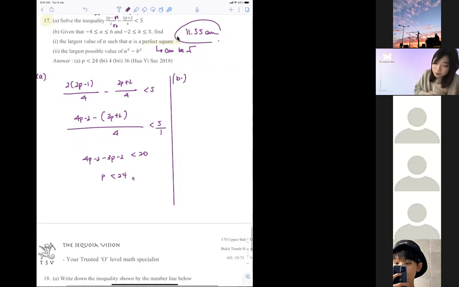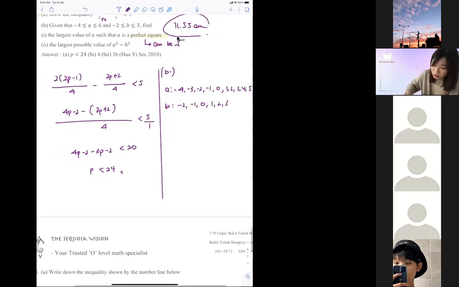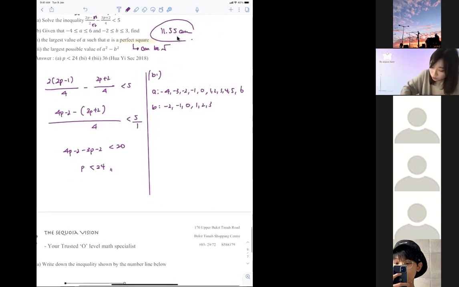All right. For questions like part B, sometimes if it's very hard to see, always write down the possible values of A and B first. So A can be anything from -4 to 6. And B can be anything from -2 to 3. Okay, you write down first. So for part 1, you want A to be a perfect square. That means it can be square rooted. You can't square root a negative, so skip this, we look at here. Okay, the biggest number and the only number that can be square rooted is 4. So 4.